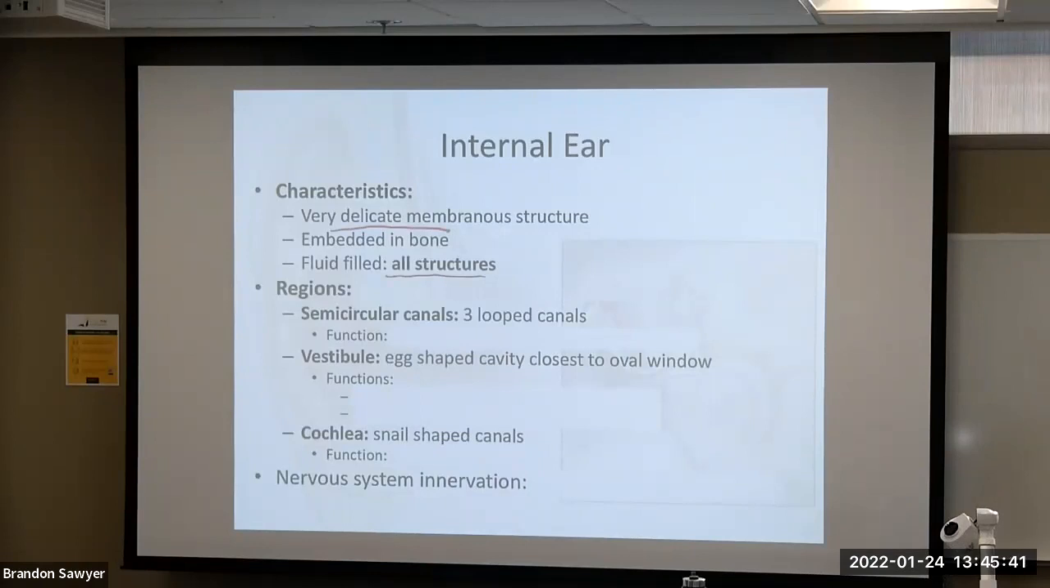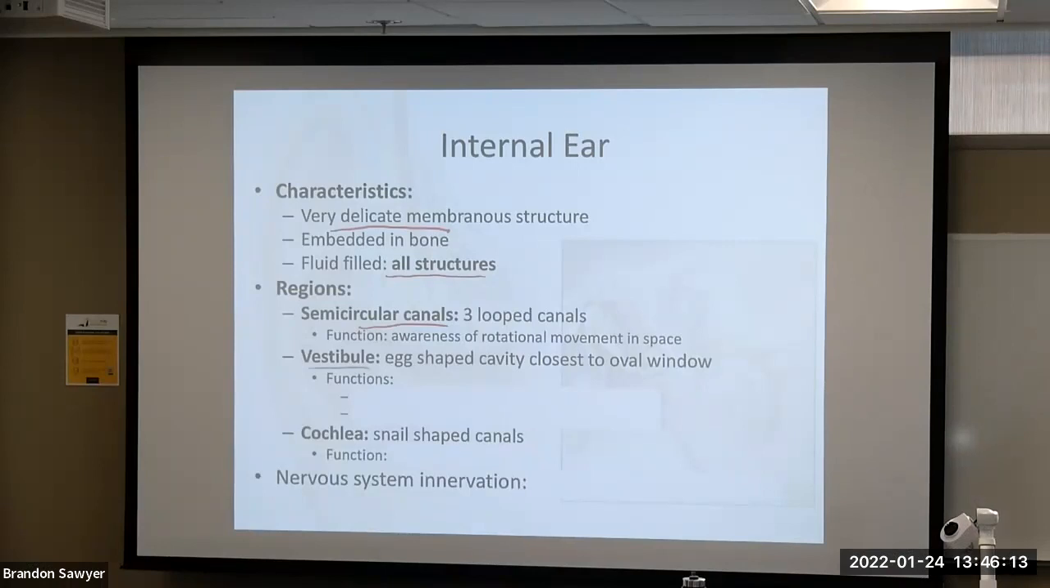There are 3 specialized regions inside the internal ear. We have the semicircular canals, which are these 3 loops, and these give us awareness of rotational movement of our heads. There are 3 of them because that gives us 3 dimensions of rotational awareness. One faces vertically, one diagonally one way, one diagonally the other way. So we can pick up the rotation of our head in all 3 dimensions.